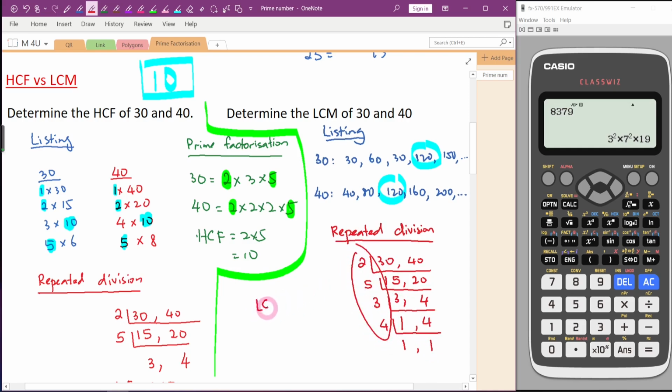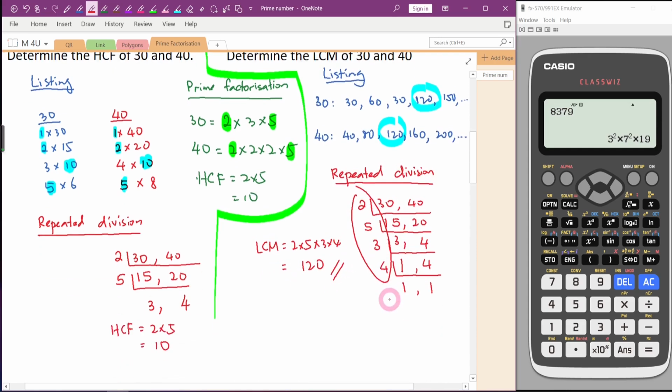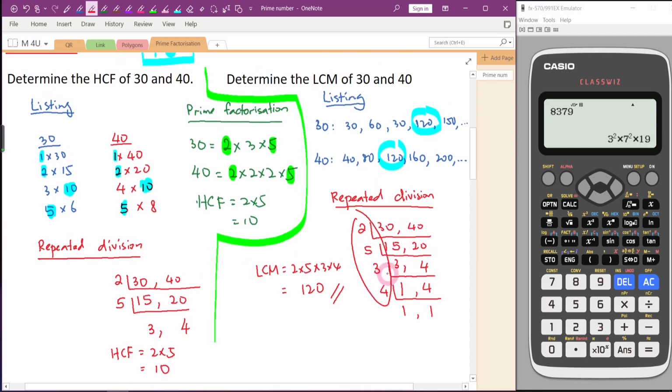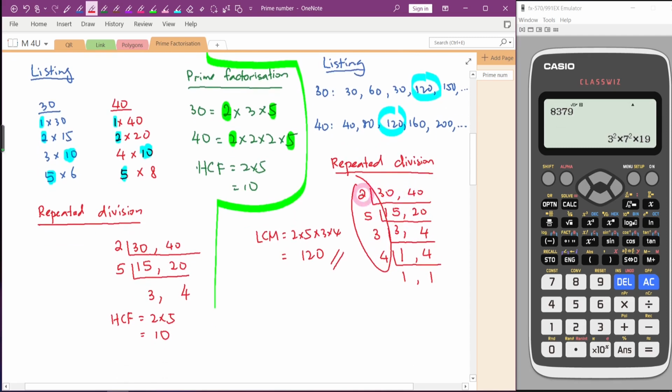The LCM will be 2 times 5 times 3 times 4. Okay, if you don't want to divide by 4, because you might be thinking, oh teacher, 4 is not a prime number, I want to divide by 2 two times, it's okay, you get the same answer, 120. So let me show you. Let's say if I don't want to start with prime numbers, can I still get this answer? Yes. So let's say I want to be faster. I divide these two numbers by 10.